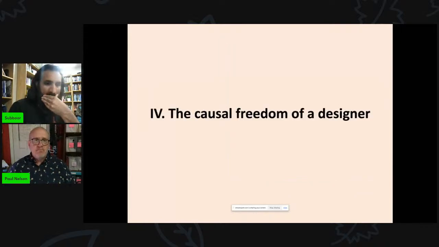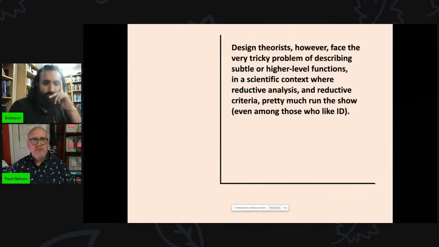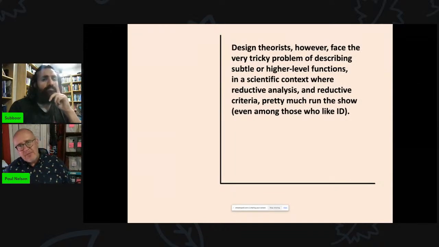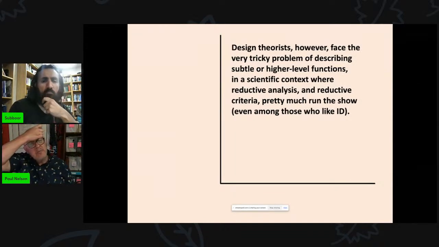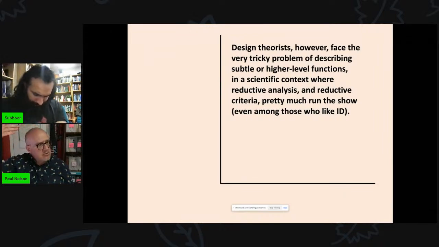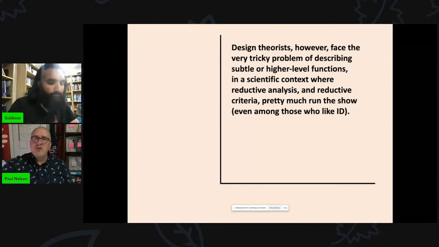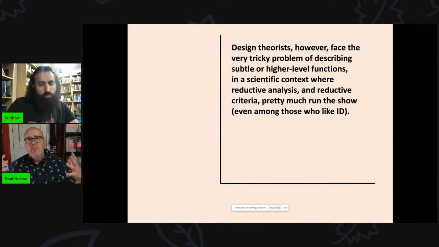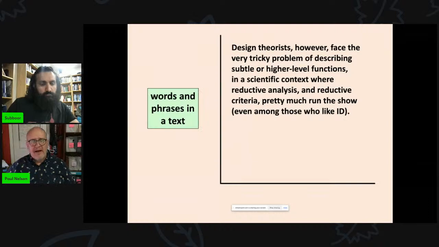All right, almost done. Causal freedom of a designer. Now, design theorists face a challenge because current biological theory, current biological practice, just going through a 4-year course in biology and then on to graduate school where you learn more biology, most of the people around you are going to be working in a reductive framework. And they're going to be down in this corner, okay, of possibility space.